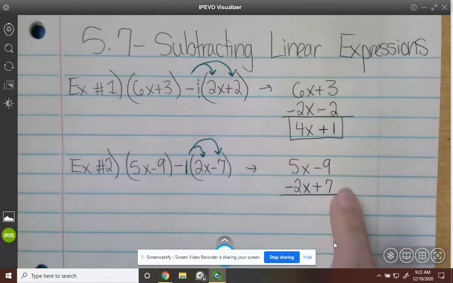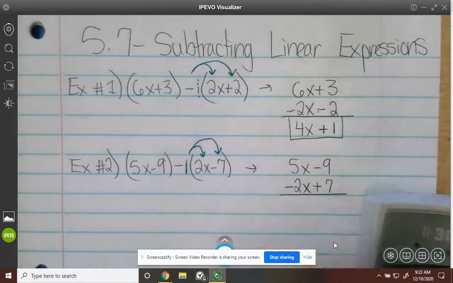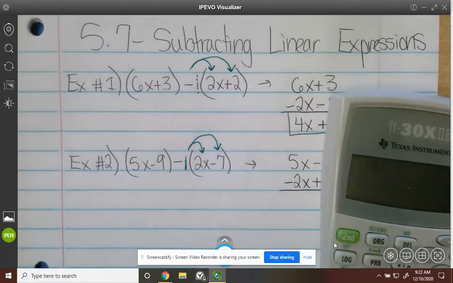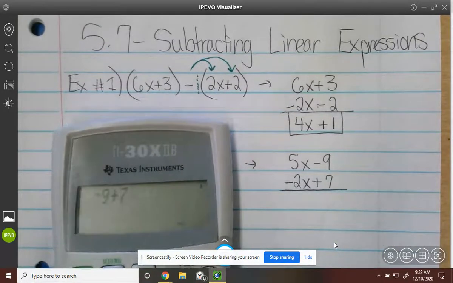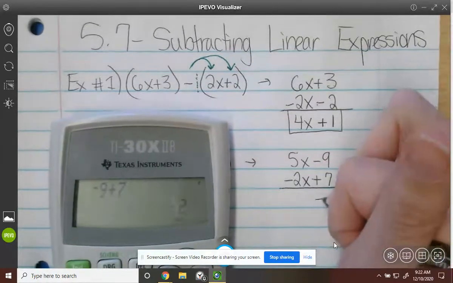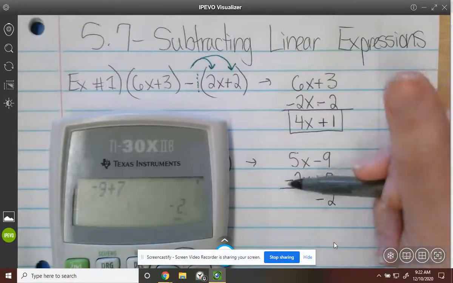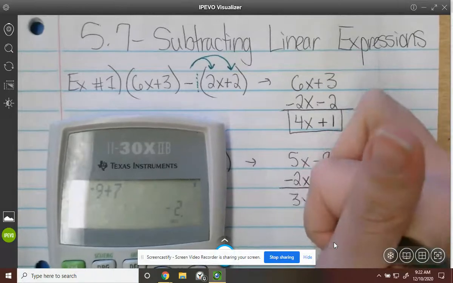So then negative 9 plus 7, if I just type that in my calculator, negative 9, wish you could see my calculator, there we go, plus 7, I get a negative 2. And then this one's just 5 minus 2, which we know is 3x.